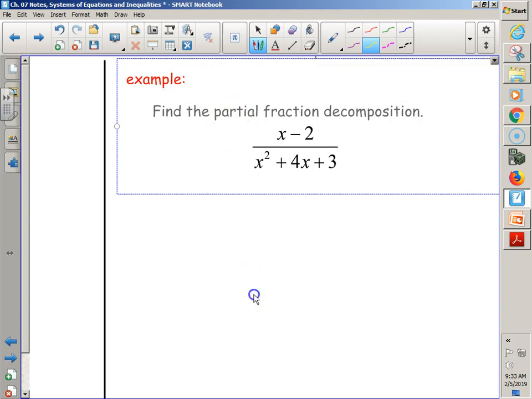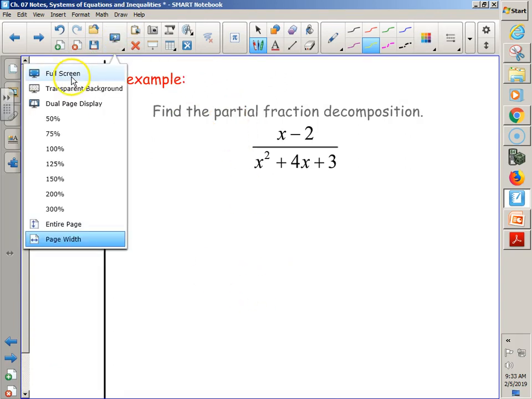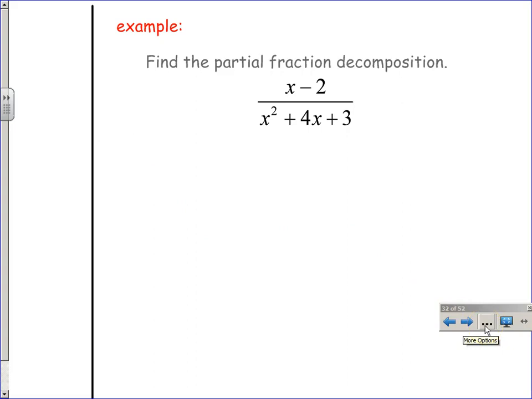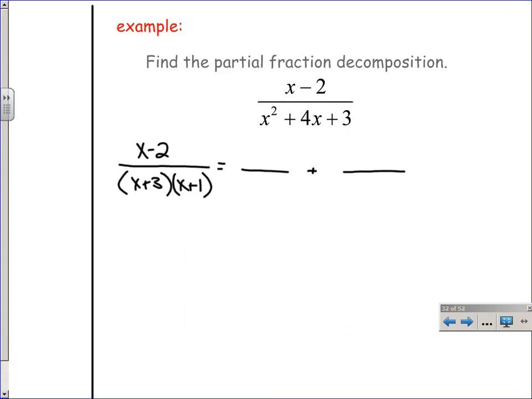So help. What would we do first on this guy? Why not divide? The bottom wins. We're okay. No division. So instead, what do we do? Factor. All right. You guys already factored the bottom, right? What do you get? Does it matter if I wrote x plus 3, x plus 1, or vice versa? No. But why don't you write it the same way I did, so all of our letters match up. But in homework, it doesn't matter.